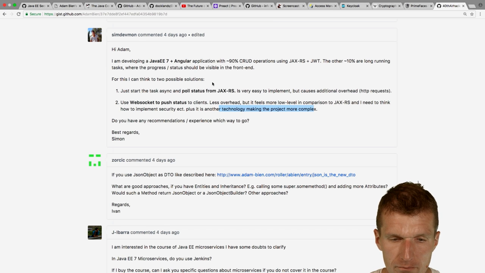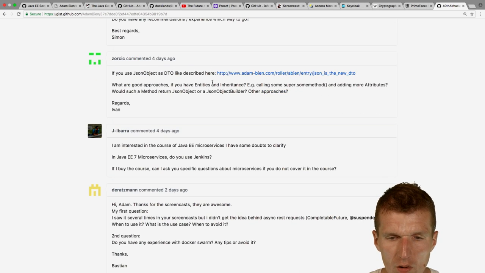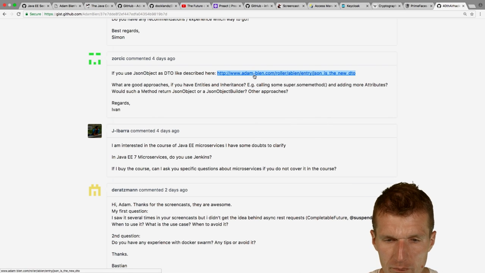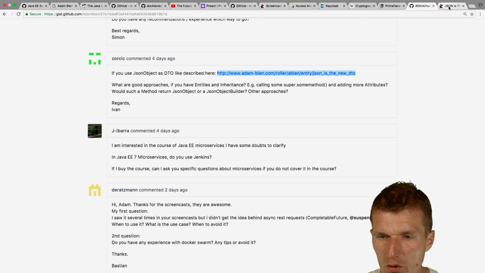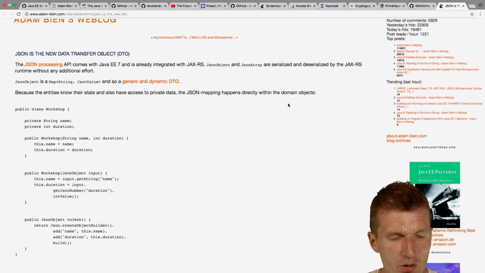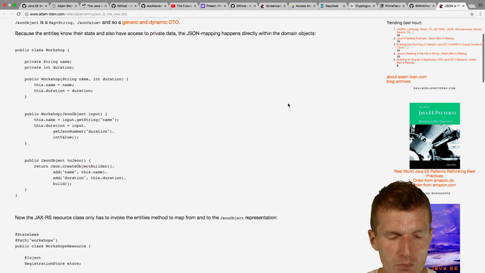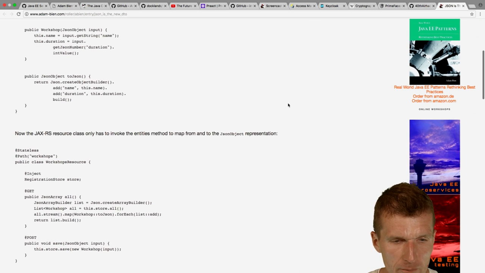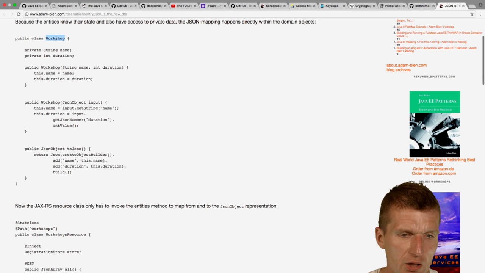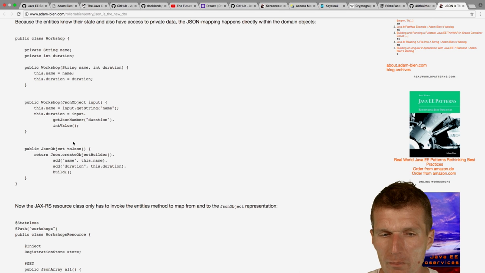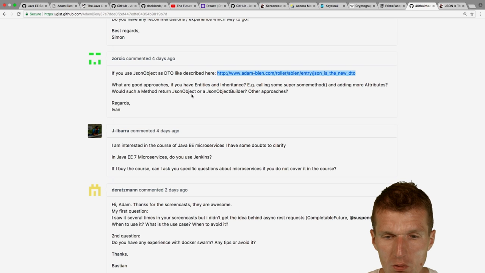And okay, next one. There's a blog post, and we can take a look at it. It was actually a question from one of my clients, and I just answered with a blog post. What you see here is an entity from the BCE, and the entity knows how to deserialize and serialize itself. So this is the whole trick to JSON object. And the question is, what happens if you have inheritance? So how to deal with inheritance?